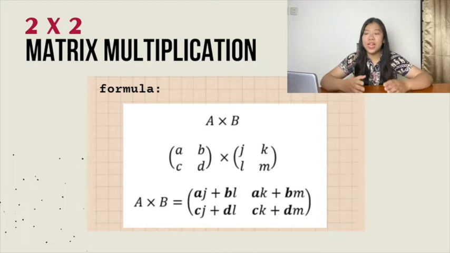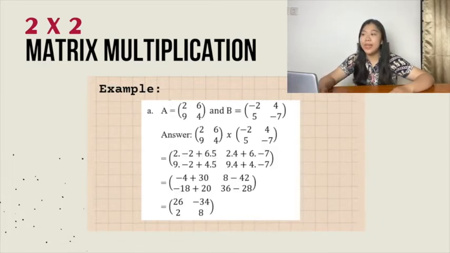So the formula is A times B equals the open bracket AJ plus BL, CG plus DL, AK plus DM, CK plus DM. For the example question, A equals matrix 2, 9, 6, 4, and matrix B consists of minus 2, 5, 4, and minus 7. And the result is matrix 26, 2, minus 34, and 8.